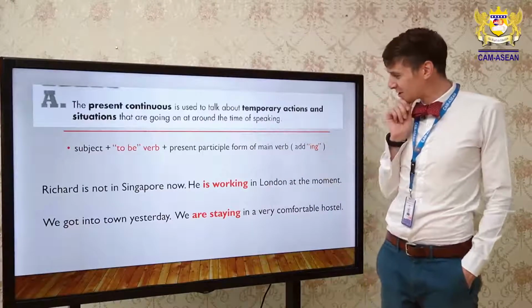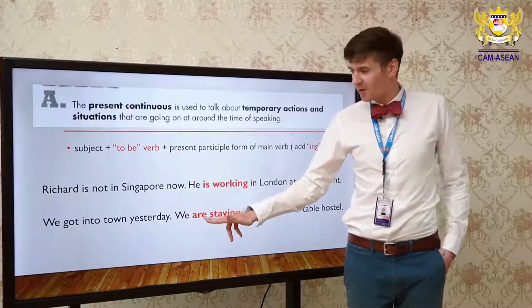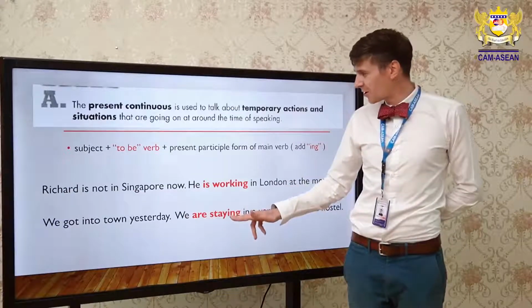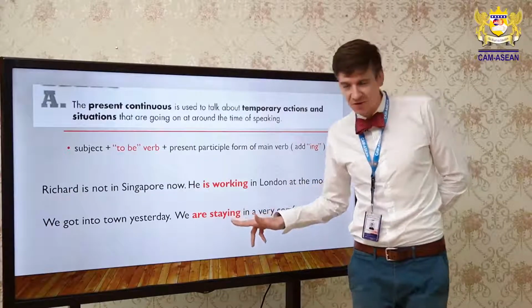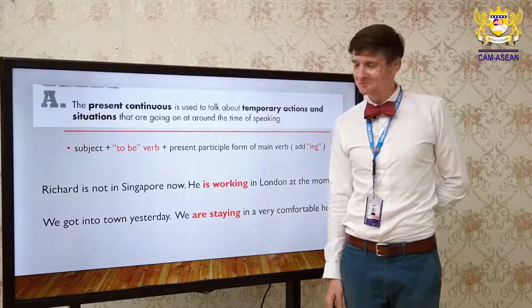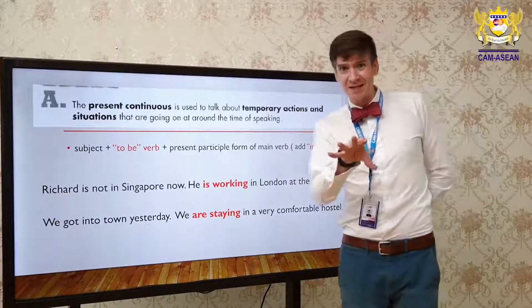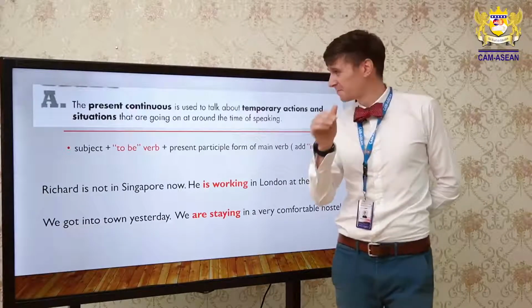So that's what it looks like. Here's our subject, we. Here's our to be verb, are. And here's our present participle of stay, which is staying. I think we're getting it. I think you're getting it. Awesome.